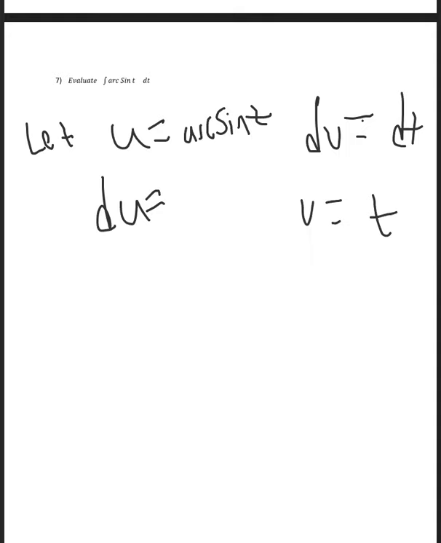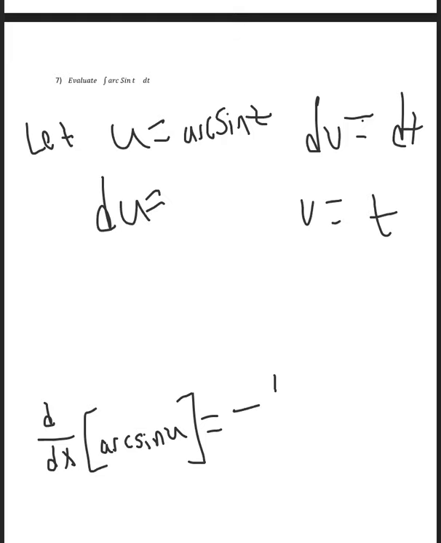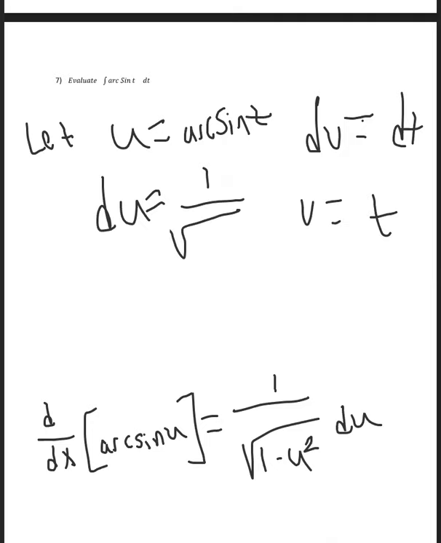Remember that the derivative of arcsine of u is 1 over the square root of 1 minus u squared du. So for this particular problem, the derivative of arcsine of t is 1 over the square root of 1 minus t squared dt. That's it.